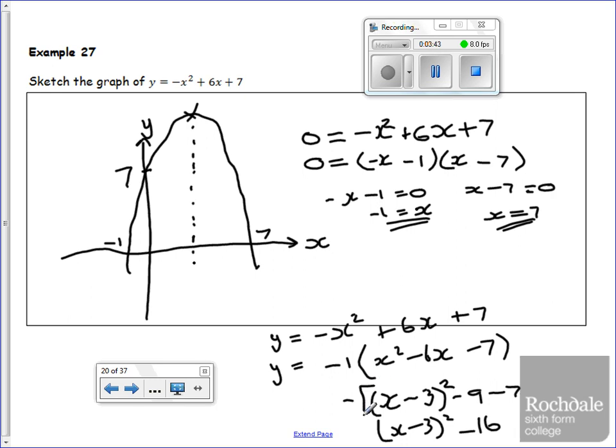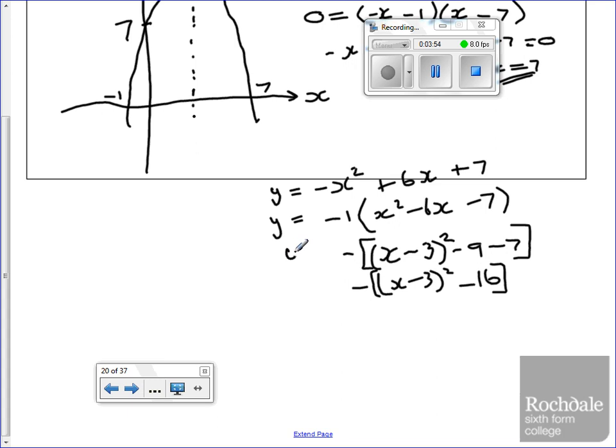So if we put a big square bracket around all of that, we've got a negative in front, or minus 1 in front. So if we multiply through by minus 1, we've got minus x minus 3 all squared, and then minus 1 times by minus 16, it'll become plus 16. So we've got our equation in the form where we've completed the square, so we can tell our vertex by these values here.